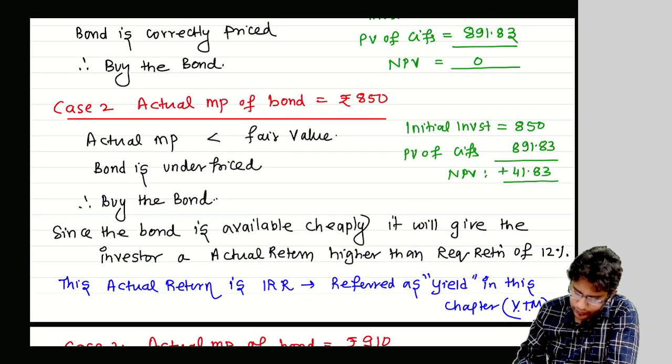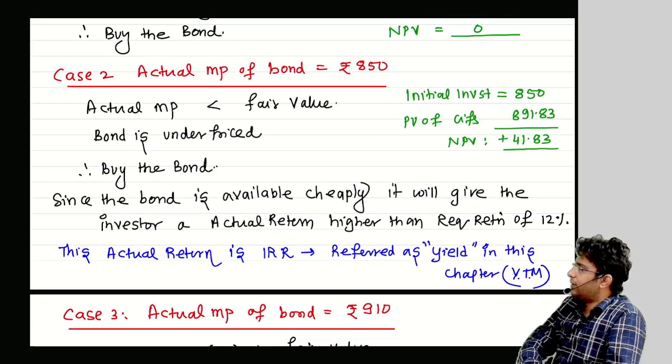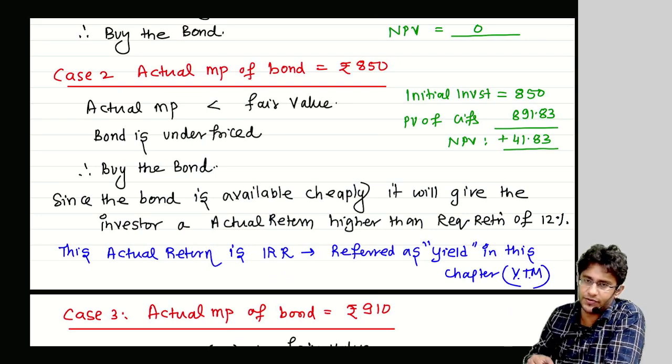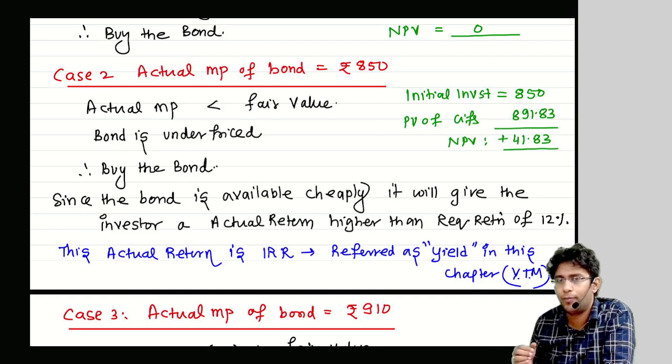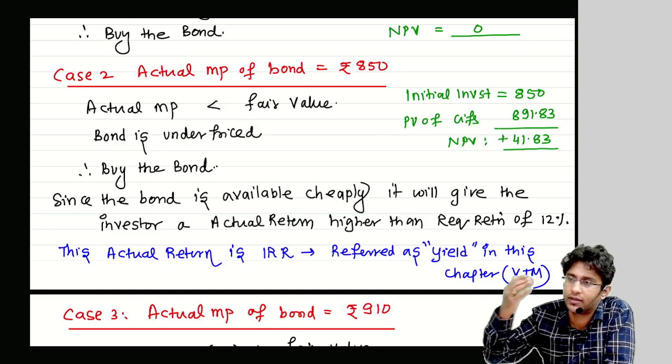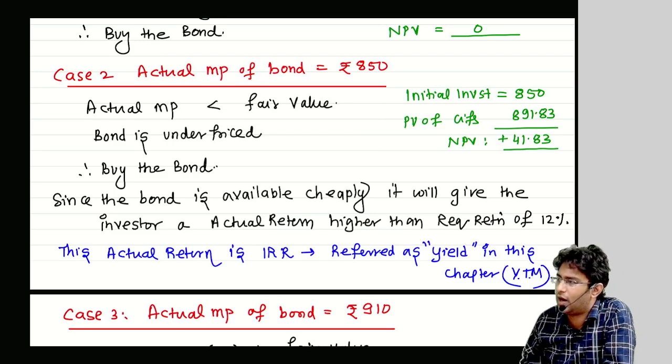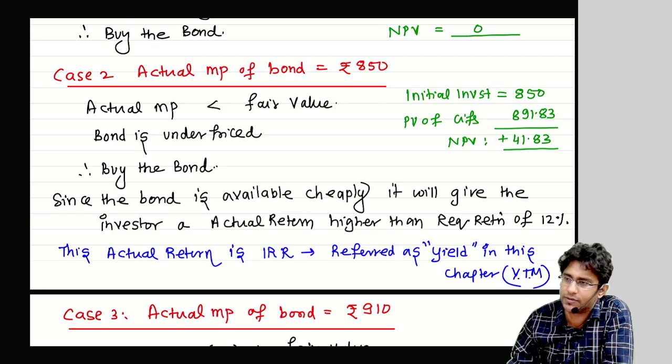Look at case 2. Sir, tell me, what is your required return? Required return is the same in all 3 cases. How much? 12%. But in case 2, my actual return will be higher than 12%. Why higher than 12%? The bond is cheaply available, an underpriced bond. If you buy that bond, your YTM will be more than 12%.